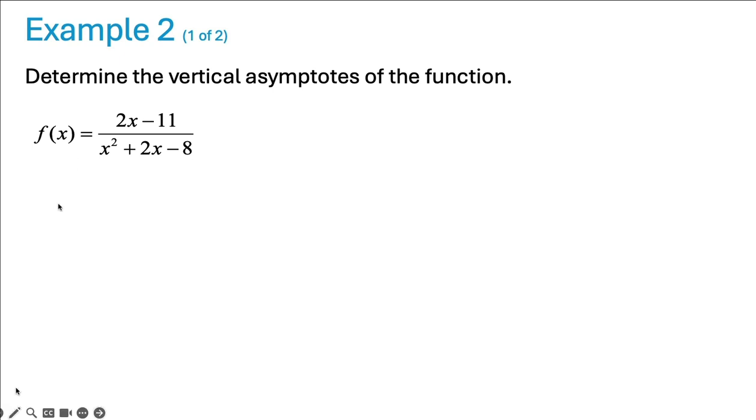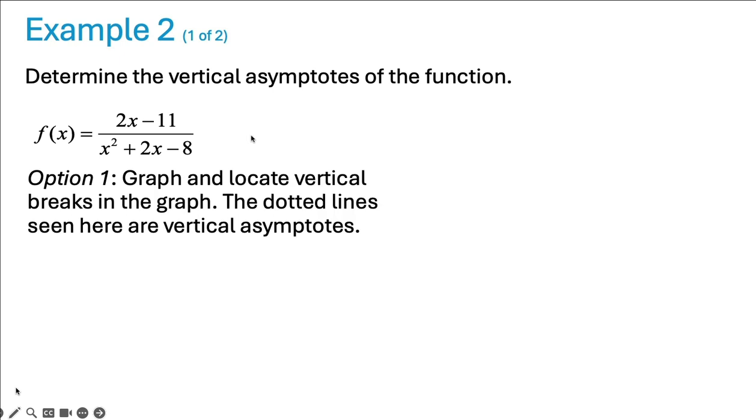So let's look at an example. Determine the vertical asymptotes of this function. F of x equals 2x minus 11 over x squared plus 2x minus 8. And there are two options for this. We're going to see both options. Option 1 is to graph it and see if we can locate the vertical breaks in the graph just by looking at the graph. All right. The dotted lines that you will see are going to indicate what those vertical asymptotes are.